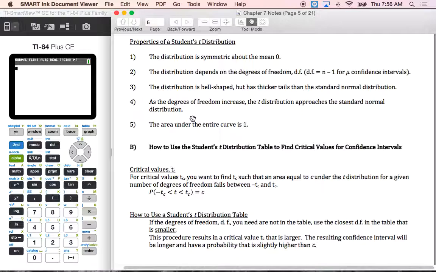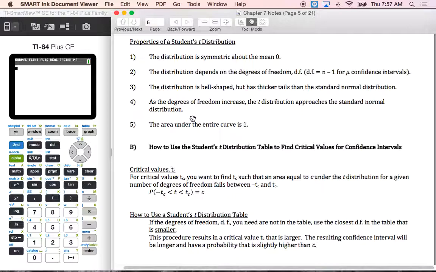The distribution is your bell shape. As degrees of freedom increases, the T distribution approaches the standard normal distribution, and the area under the curve is 1. So it's a lot of the same type of curve that we have for the Z table, but again, now we have our T table. Now going through this, we're still going to do the exact same thing for our interval when we want to find our confidence interval.